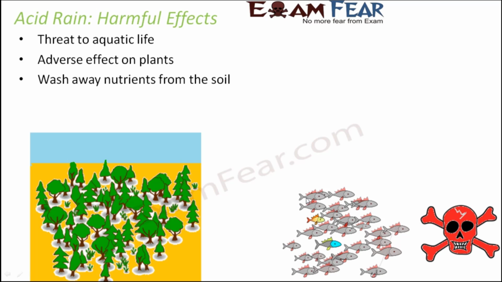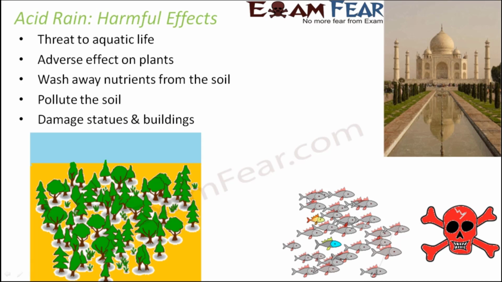As I said, it washes away nutrients from the soil and pollutes the soil. Now what happens is the rainwater goes directly into the soil. So if the rainwater contains harmful chemicals, or strong acids like sulfuric acid or nitric acid, they are also going inside the soil. Now if the soil gets polluted, what's happening? The nutrients which are present in the soil are also getting polluted. So therefore the entire soil is polluted.